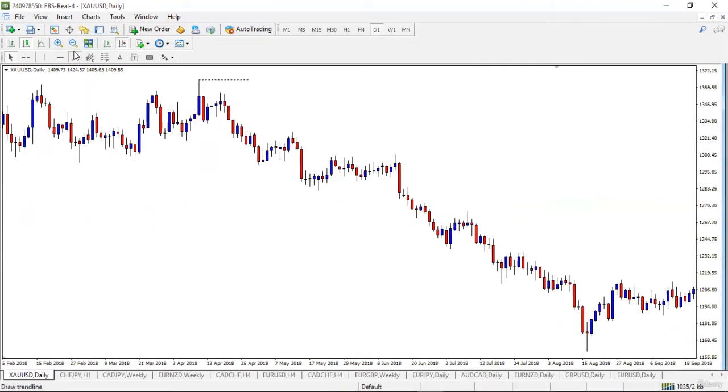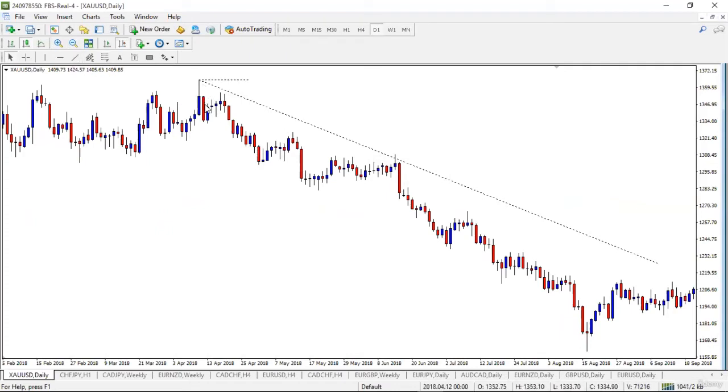So this was a downtrend. As you can see, it's creating this. This is a high. The next high is lower than that one. The next high is lower than the previous one. So a downtrend is a series of lower lows and lower highs.